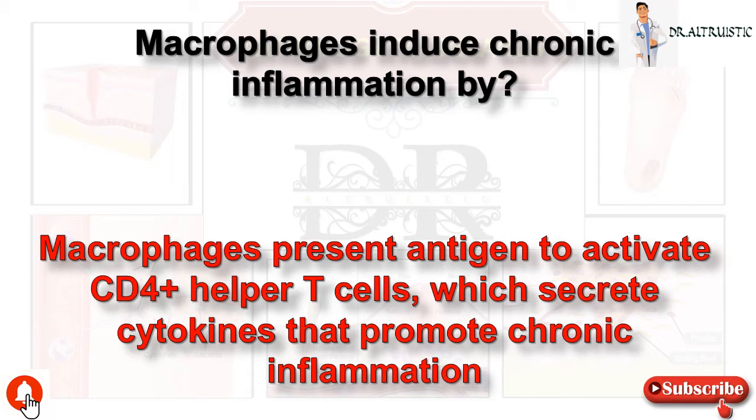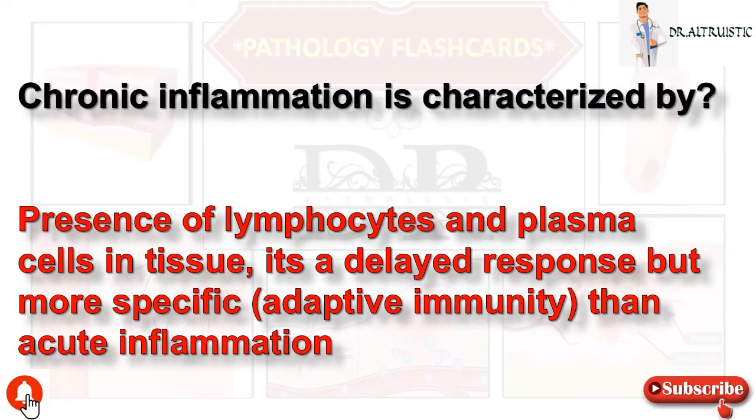Macrophages induce chronic inflammation: macrophages present antigen to activate CD4+ helper T cells, which secrete cytokines that promote chronic inflammation. Chronic inflammation is characterized by presence of lymphocytes and plasma cells in tissue. It's a delayed response but more specific, adaptive immunity than acute inflammation.